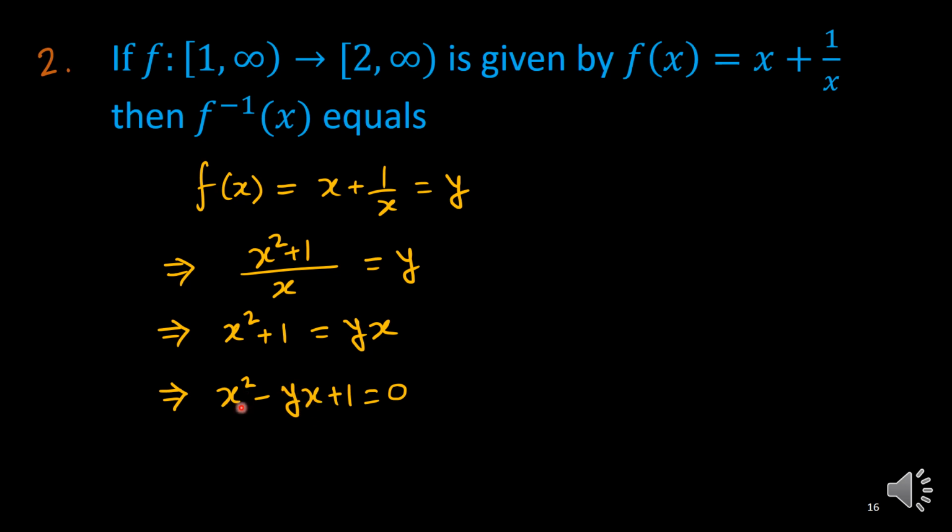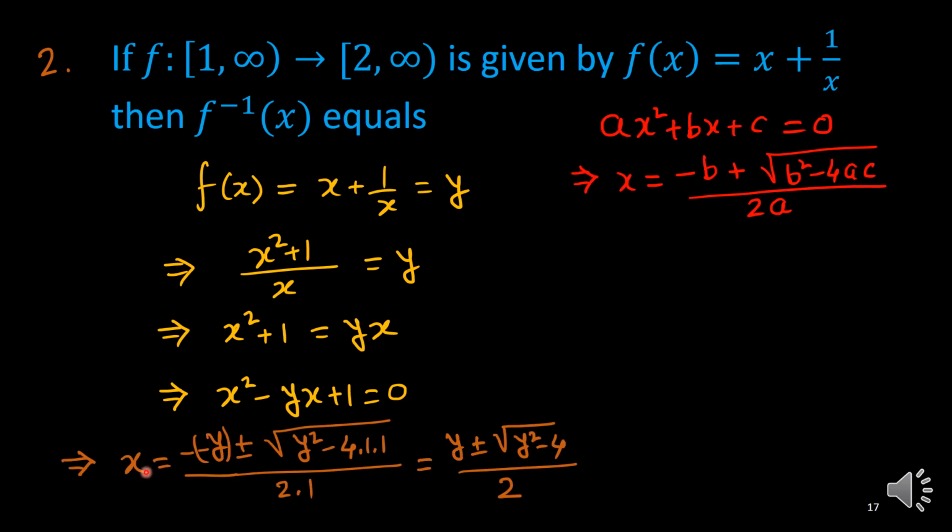So what is the solution of x? If it is ax square plus bx plus c equals 0, this quadratic equation, the solution is x equals minus b plus minus square root of b square minus 4ac upon 2a. Same thing I have done here. Here a equals 1, b equals minus y, c equals 1. So minus b plus minus square root b square minus 4ac upon 2a will give you y plus minus square root y square minus 4 upon 2.